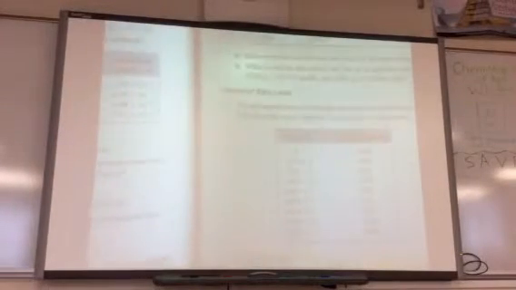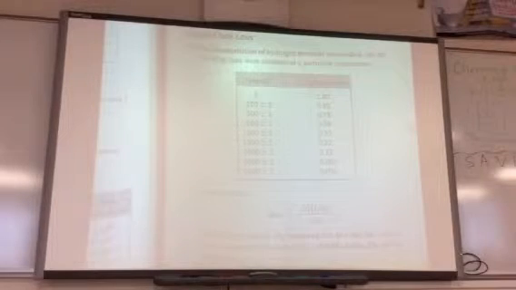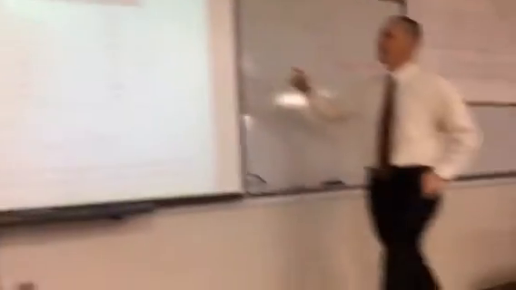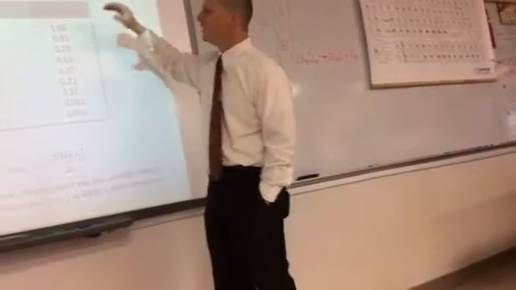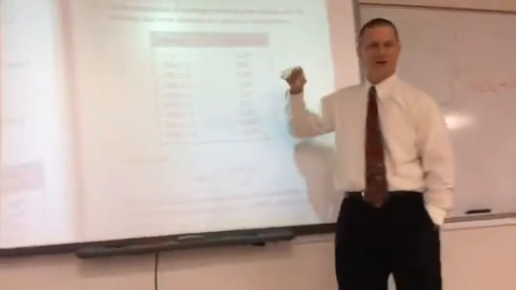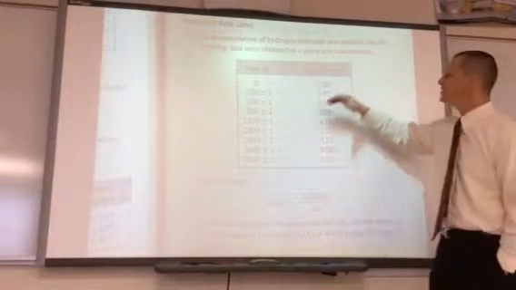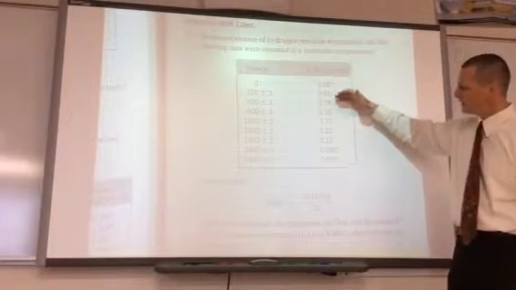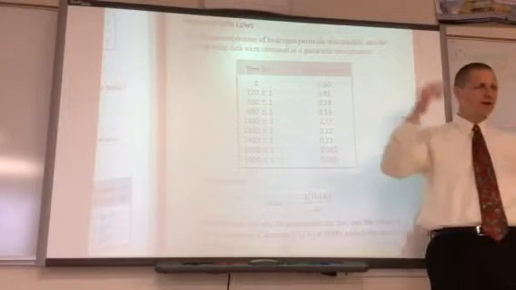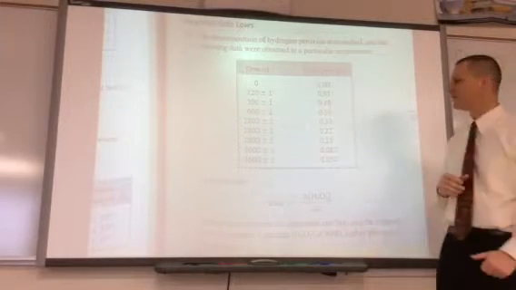Number 37. The decomposition of hydrogen peroxide was studied, and the following data were obtained. So this is the reaction for the decomposition of hydrogen peroxide. When it decomposes, it makes water and oxygen. So the reaction was run, and whoever did this problem monitored the concentration of hydrogen peroxide as the reaction proceeded. So you see that it started high at 1 molarity, and then as time went on, the reaction went to the right and the concentration of the reactant went down, which you would expect.